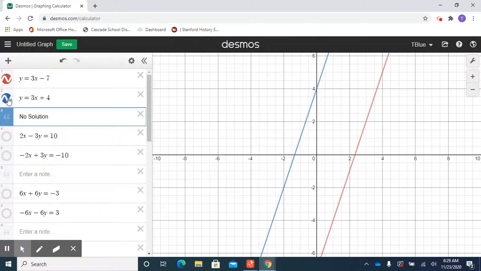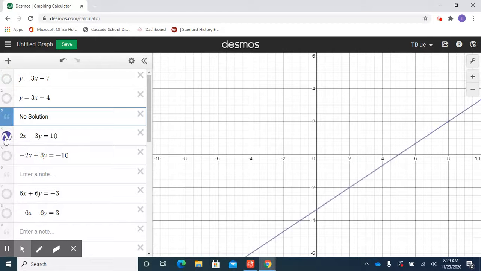Alright, I'm going to take those two out. 2x minus 3y equals 10. There's our first equation for number 3. Our second equation for number 3 is negative 2x plus 3y equals negative 10. Oh, look at that. There's our purple line right there. And then our black line is right on top of it. So not only are they parallel, they are exactly the same line.